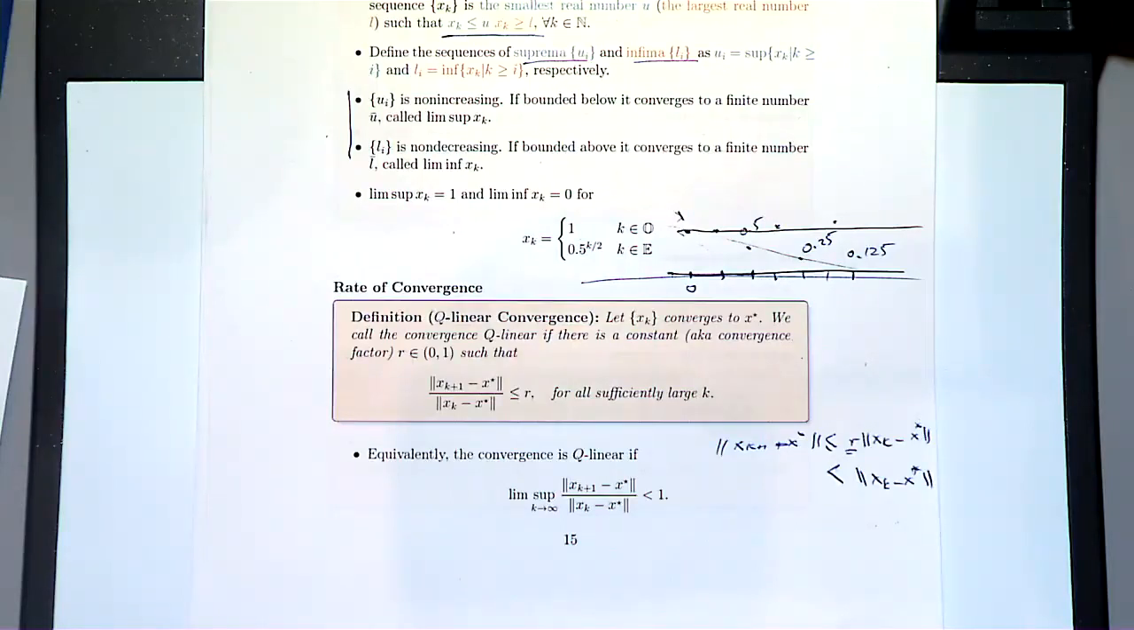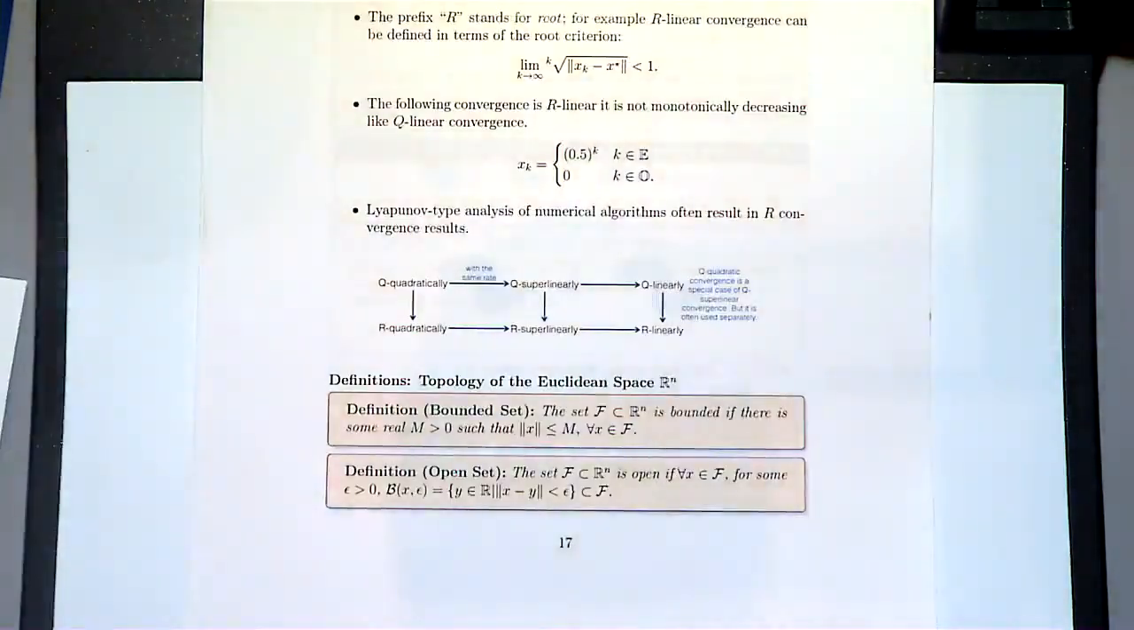This is the same definition as here, strictly less than 1, and we write it in terms of lim sup. Now, there is something that we have to be careful about. This factor potentially plays an important role. As I said, Q stands for the quotient.